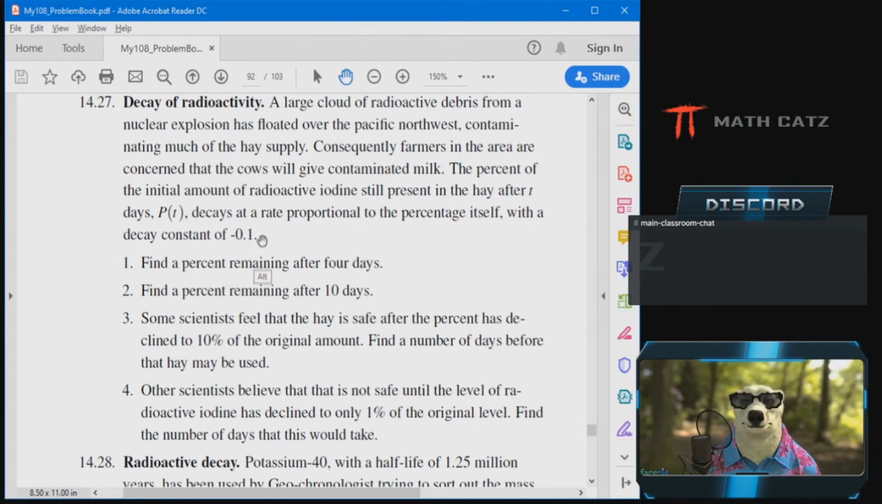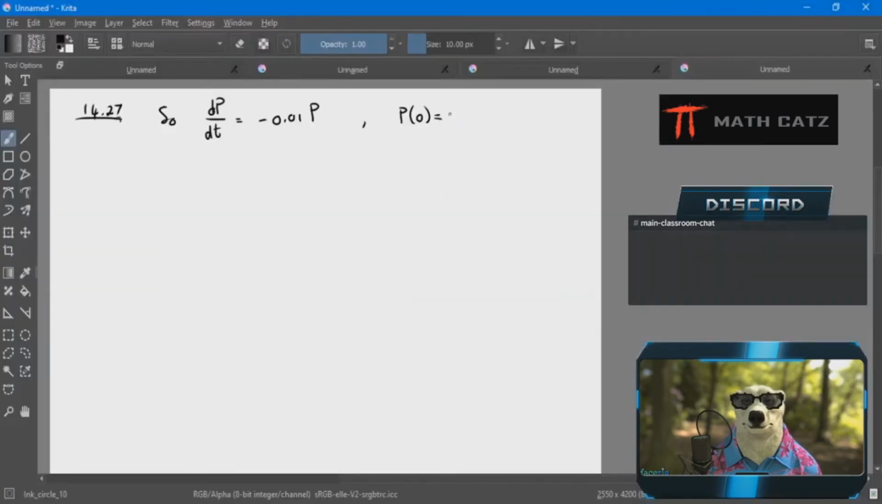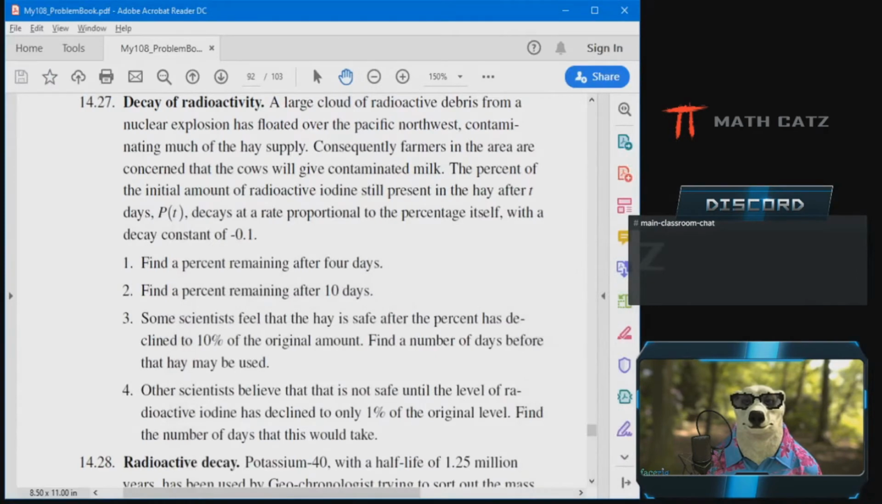Now it's a little bit deceptive here because now the amount is as a percentage, so at the start there's 100% of the radioactive substance and then it starts decaying. So I'm going to start here with 100. Now my differential equation is always the same regardless of the name of the variable.